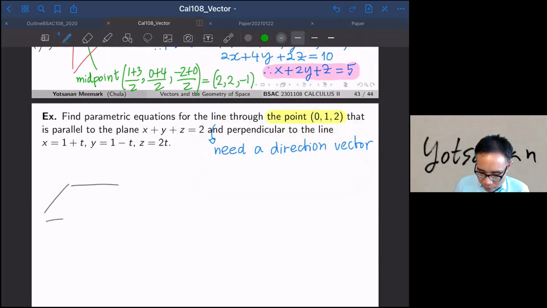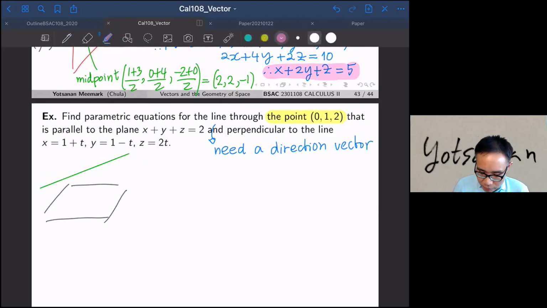So you have a plane, and your line here is parallel to this plane. Let's make it a little bit slighter. It's going to be like this, and then it's going to be perpendicular to the line x equals 1 plus t, y equals 1 minus t, and z equals 2t.